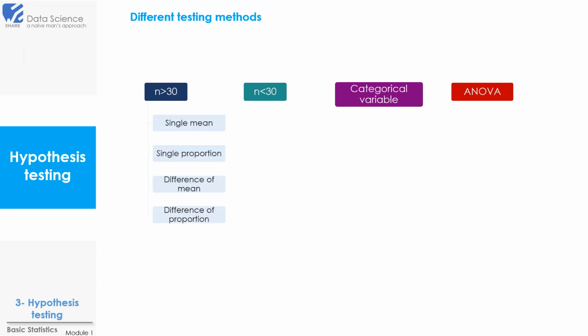Now when the sample size is greater than 30, we do hypothesis testing for single mean, single proportion, difference of mean, and difference of proportion. Then when the sample size is less than 30, we do testing for single mean and difference of mean. We will be seeing all these tests in the next slides. This is just to give the summary of all the testing. Okay, so next is when we have a categorical variable. In that case, we perform the chi-square test. And finally, we have Anova, in which we have one-way Anova, two-way Anova, Manova, and factorial Anova.